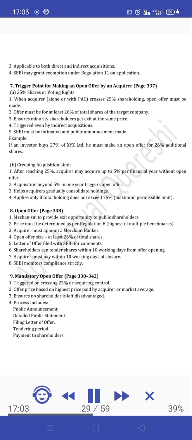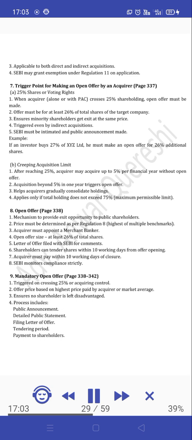8. Open offer, page 338. 1. Mechanism to provide exit opportunity to public shareholders. 2. Price must be determined as per Regulation 8, highest of multiple benchmarks. 3. Acquirer must appoint a merchant banker. 4. Open offer size, at least 26% of total shares. 5. Letter of offer filed with SEBI for comments. 6. Shareholders can tender shares within 10 working days from offer opening. 7. Acquirer must pay within 10 working days of closure. 8. SEBI monitors compliance strictly.